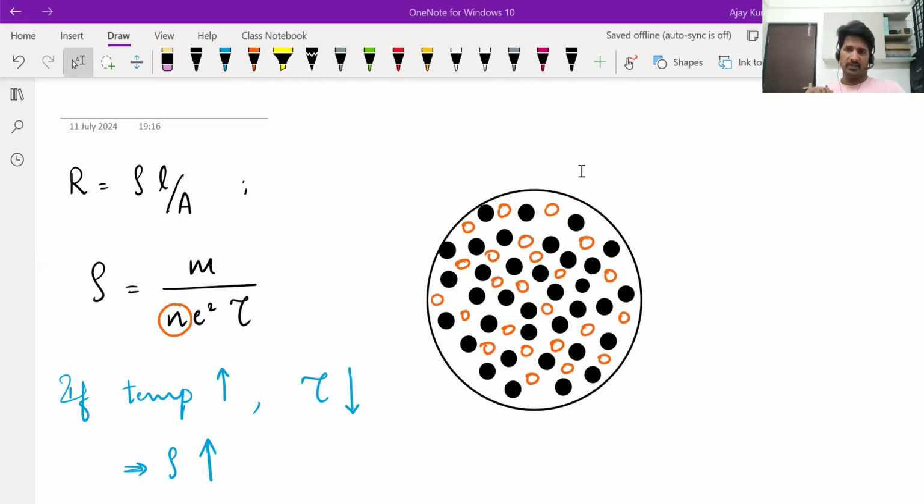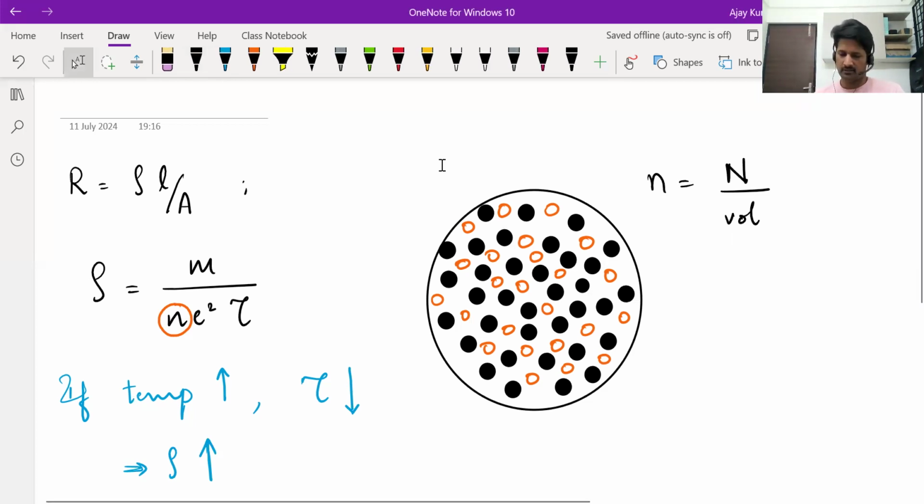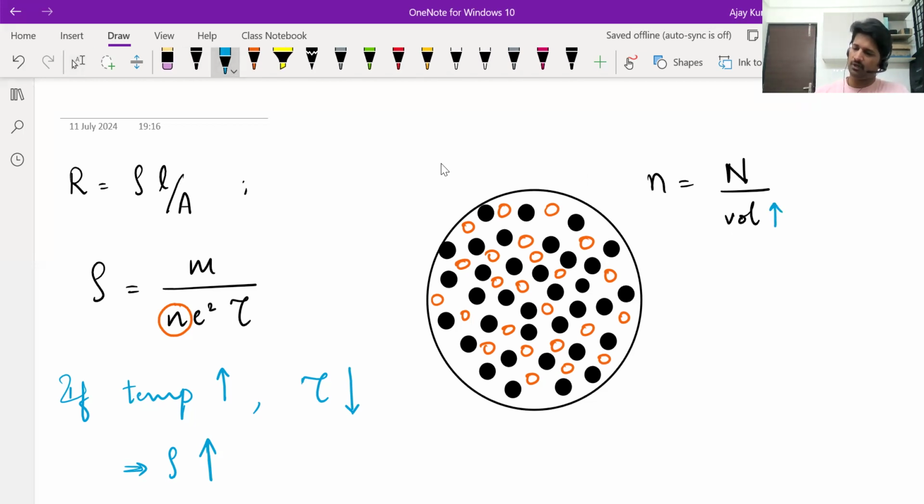Now when you raise the temperature, thermal expansion will happen. Small n is the total number of electrons divided by the volume of that conductor. If you raise the temperature, volume will increase. If volume increases, n as a whole decreases. So number density decreases, relaxation time decreases. Due to both factors, resistivity will increase effectively.